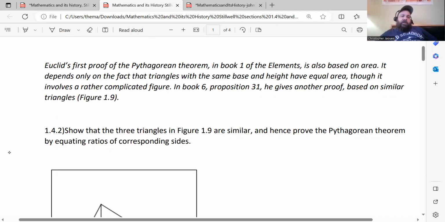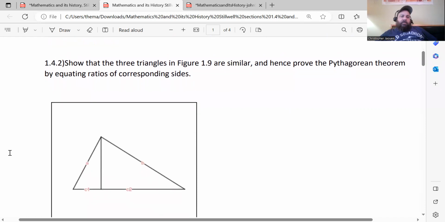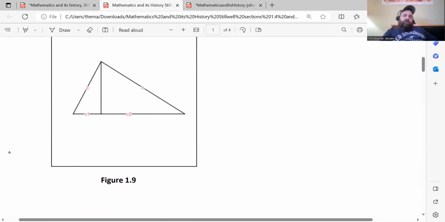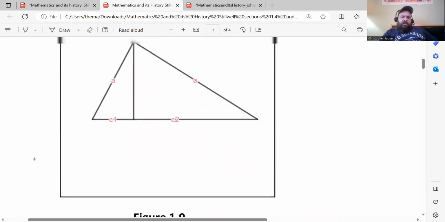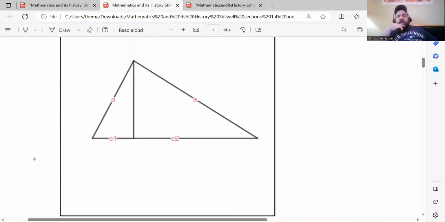This is figure 1.9. In question 2 in section 1.4, he says, show that the three triangles in figure 1.9 are similar and hence prove the Pythagorean theorem by equating ratios of corresponding sides. So here's the picture. Let me make it a little bit bigger so you can see the labels, because they do look a bit small. So this is our triangle.